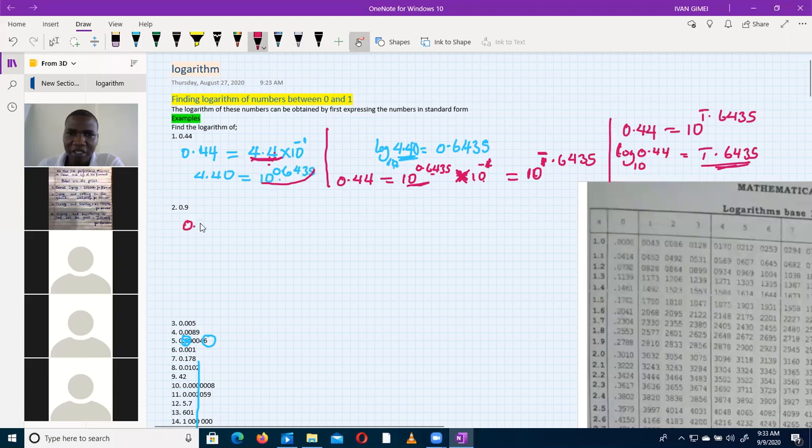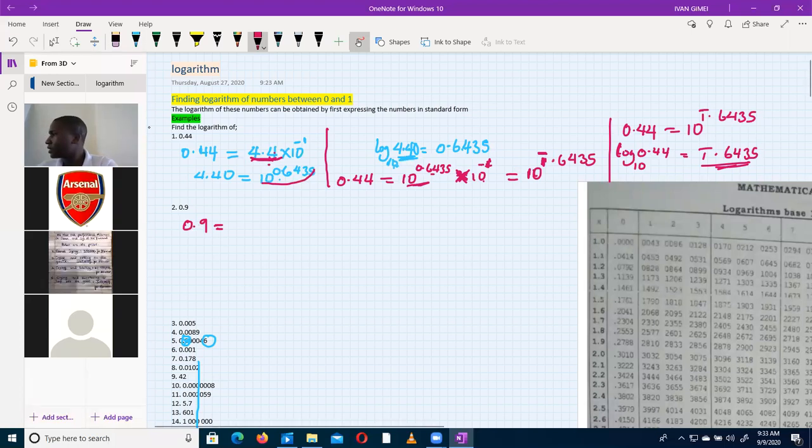0.9 is equivalent to, can somebody tell me 0.9 in standard form, what would it be like? 9 times 10 to the power negative 1. Power negative 1, like that. So that's what we have.